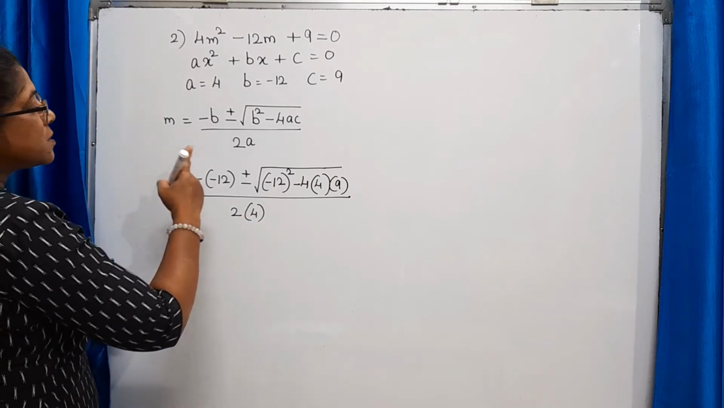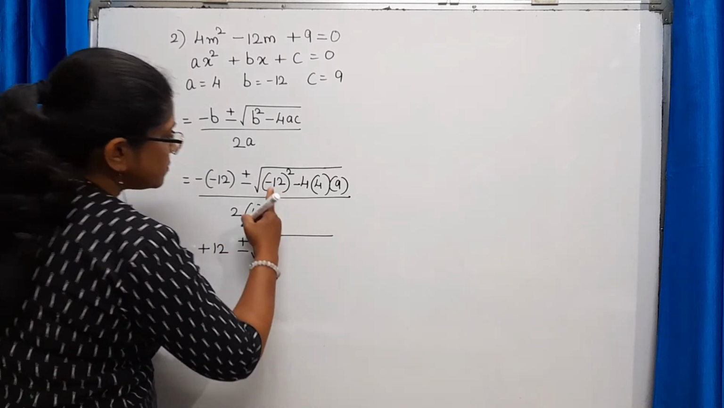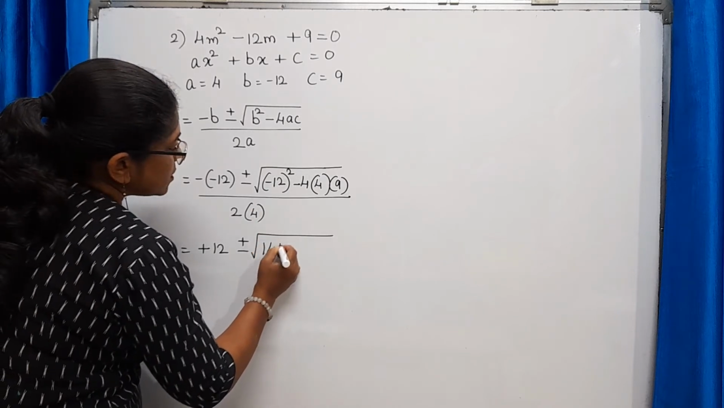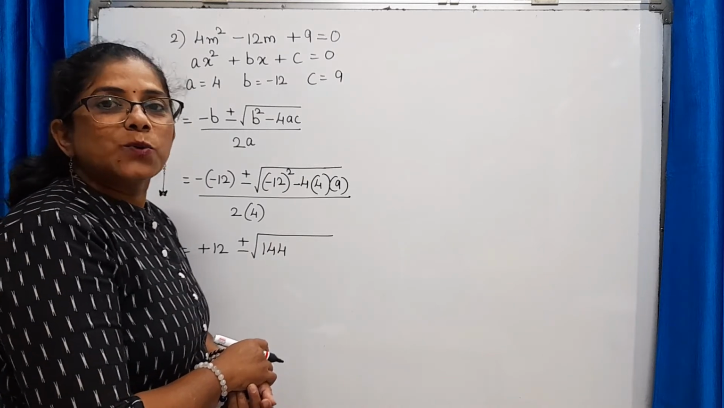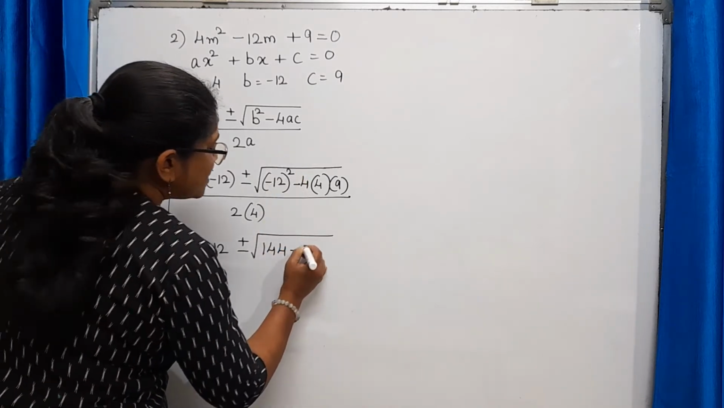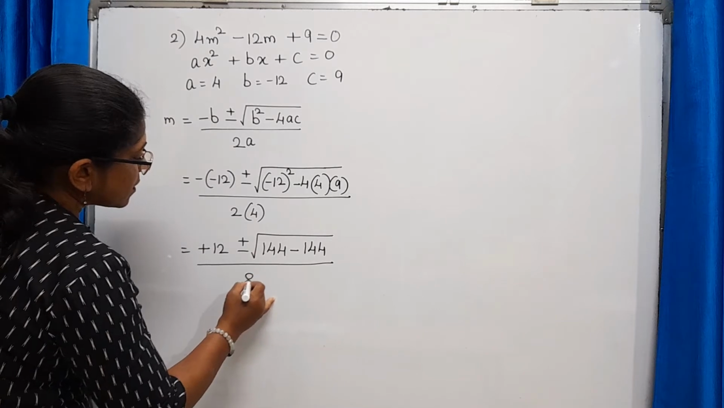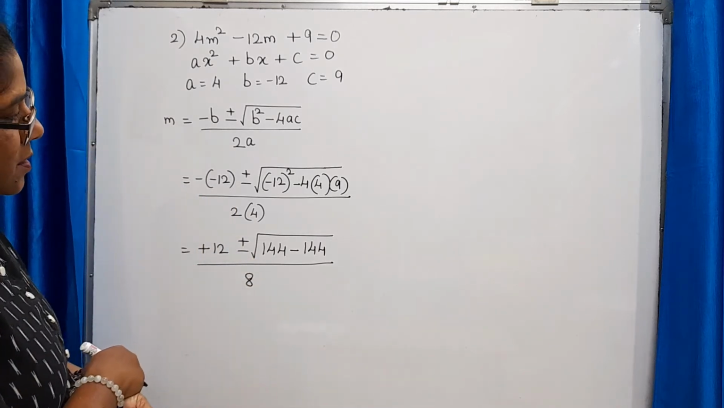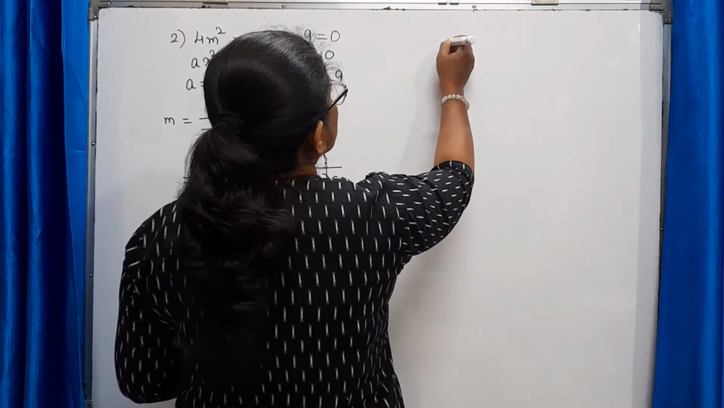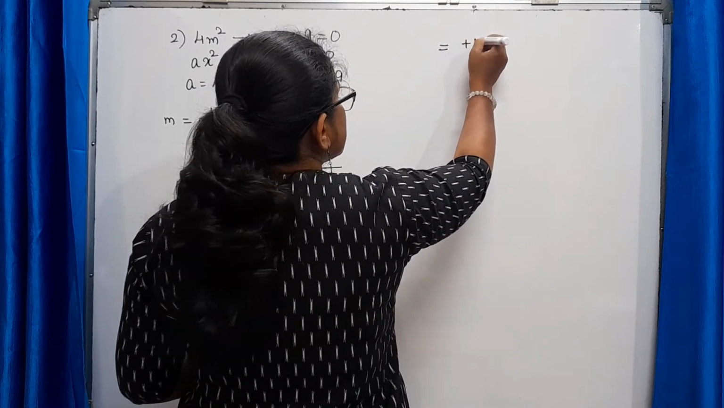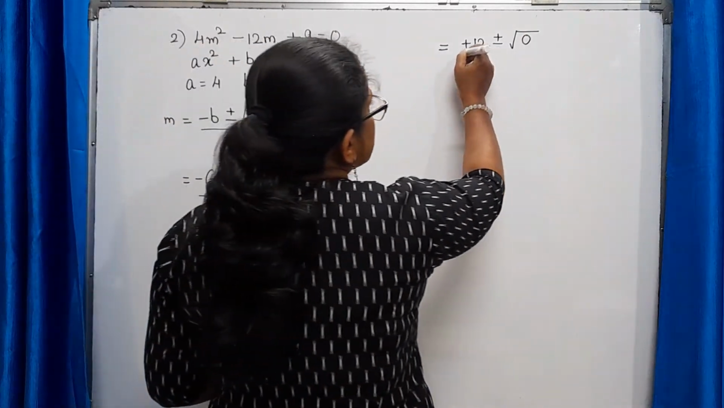Fine. Minus into minus, here we get plus 12 plus or minus. Minus 12 square is 144. 4 4s are 16, 16 9s are 144. So minus 144. 2 4s are 8. Okay. Now in this case, b square minus 4ac, 144 minus 144, it's 0, is equal to plus 12 plus or minus, so this is 0 upon 8.